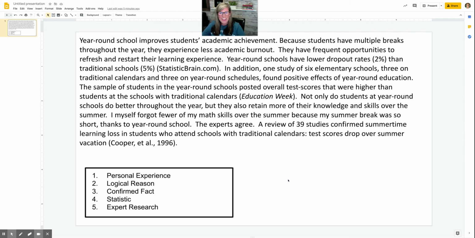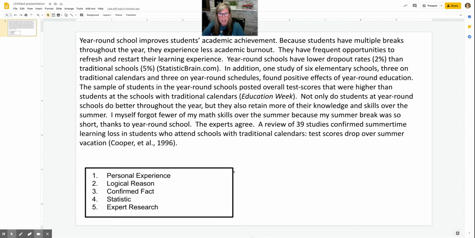Hi, sixth graders. So you have just learned that there are 5 types of evidence for argument paragraphs, speeches, research, or persuasive things where you are really trying to prove your point. It's important to back it up by evidence. So the 5 types, we have personal experience, logical reason, confirmed facts, statistics, and expert research.